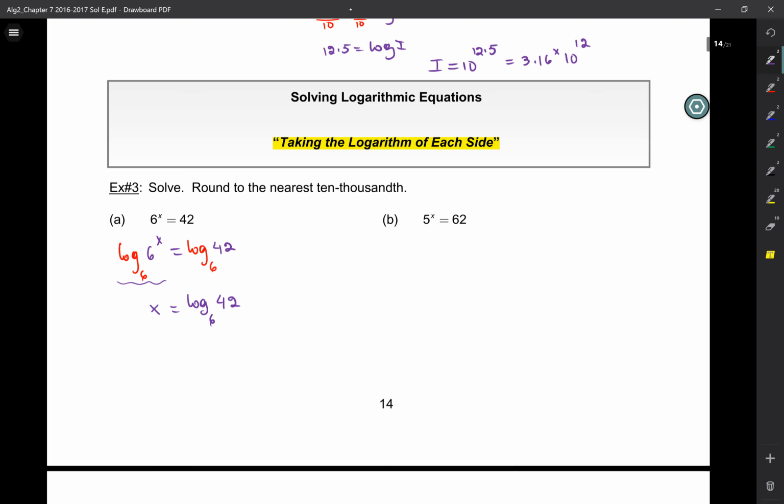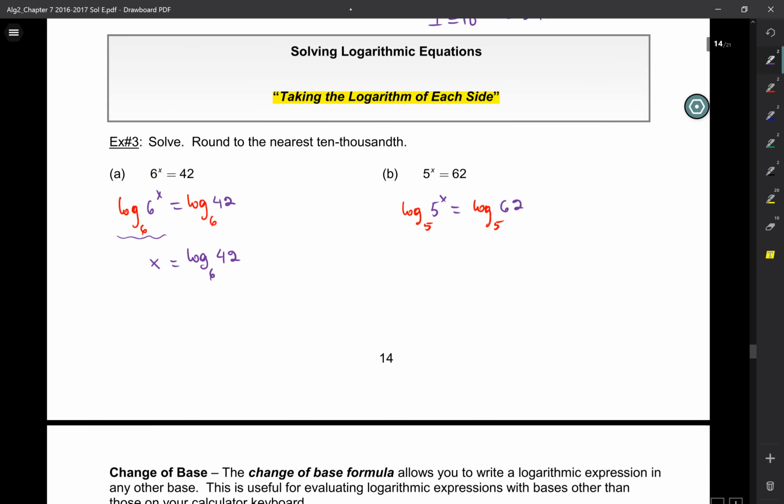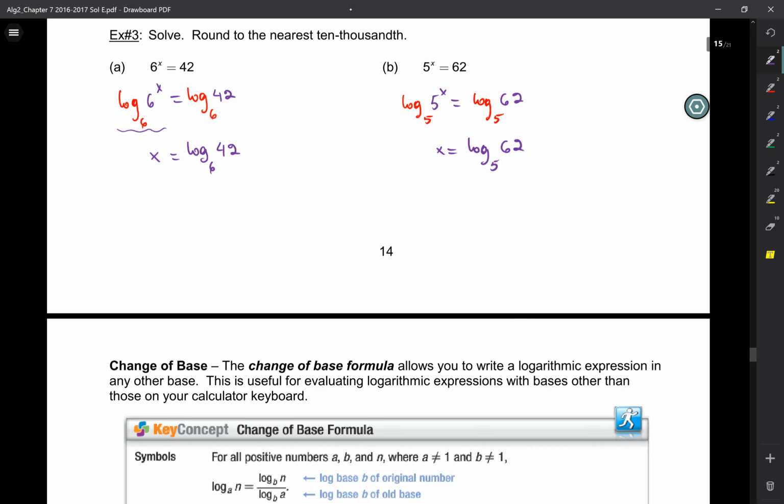Okay, the next one. What am I going to do? Log base what? Log base 5. So log base 5 of 5 to the x is equal to log base 5 of 62. So what do I get here? Right. Okay. So let's move on, and then I'm going to come back to this.